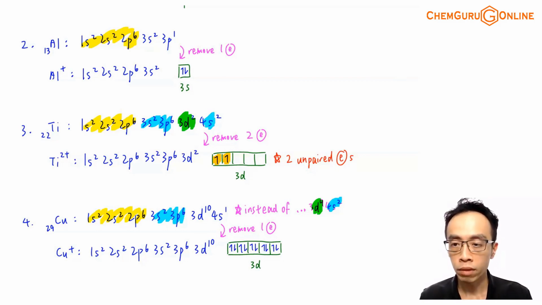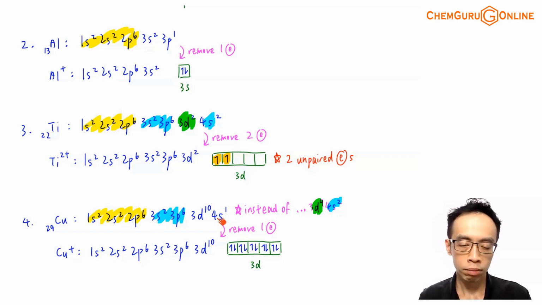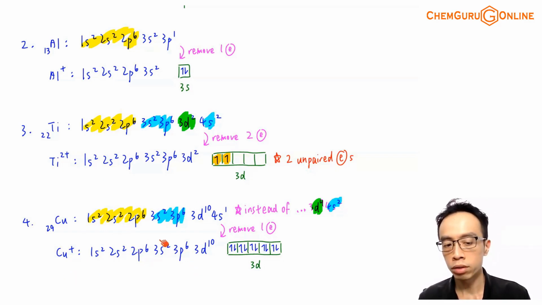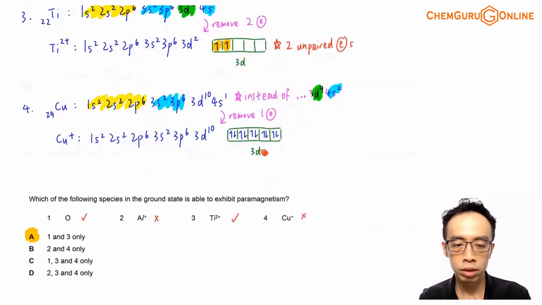But coming back to copper, electronic configuration for copper will be 1s2, 2s2, 2p6, 3s2, 3p6, 3d10, 4s1. Copper plus, I just need to remove 1 electron from my 4s subshell. I'll end off with 1s2, 2s2, 2p6, 3s2, 3p6, 3d10 for copper plus. Now, involving 3d10 subshell, if you consider the electron in box diagram, 3d10 is fully filled, so therefore there are no unpaired electrons in copper plus, so therefore copper plus will not be paramagnetic. So we will be able to answer this question already.